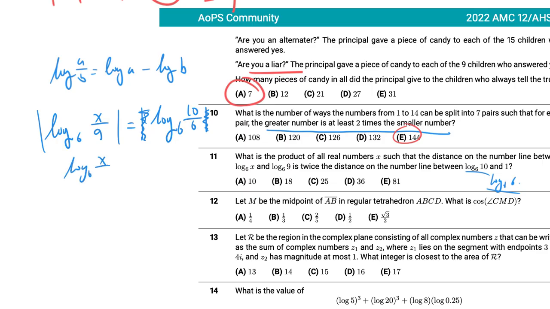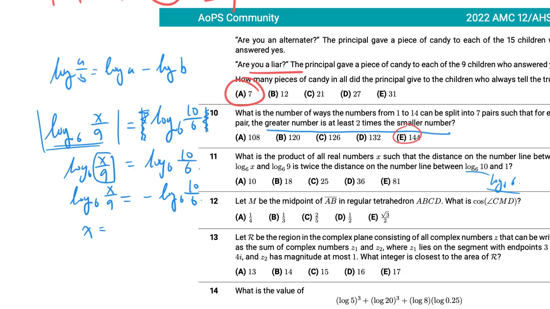So log base 6 of x over 9 is equal to log base 6 of 10 over 6. So that's when whatever's inside is positive. If it's negative, then the inside must simply be equal to negative log base 6 of 10 over 6. And we can just solve each of them, I mean, that would be the fastest way. So log is a monotone function. X is equal to, then this is equal to this, right? And then we have x is 15, or we have x is equal to here.